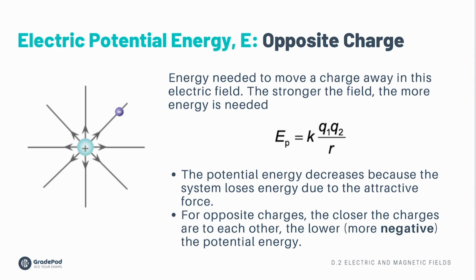When we have opposite charges, energy is required to pull the charge away, in the opposite direction. And the stronger the field, the more energy is needed. So it's still got that direct proportionality to the charge, but the potential energy decreases because the system loses energy due to that attractive force. So we've still got the same equation, but this time we've got to put in a negative. For opposite charges, the closer the charges are to each other, the lower or more negative the potential energy.